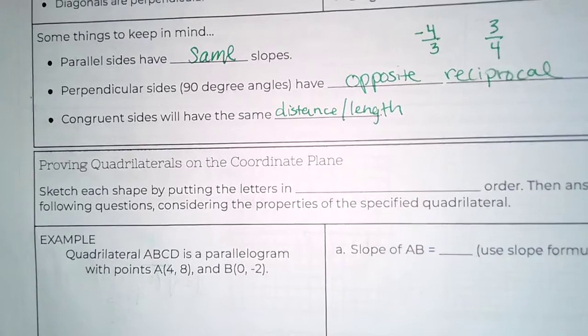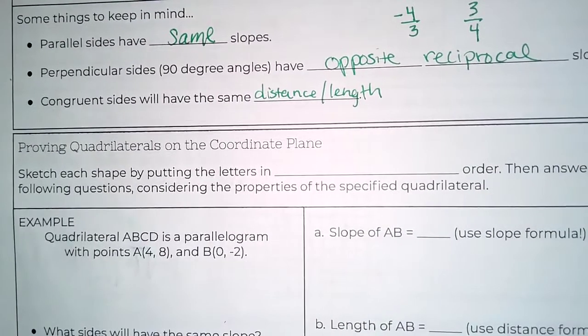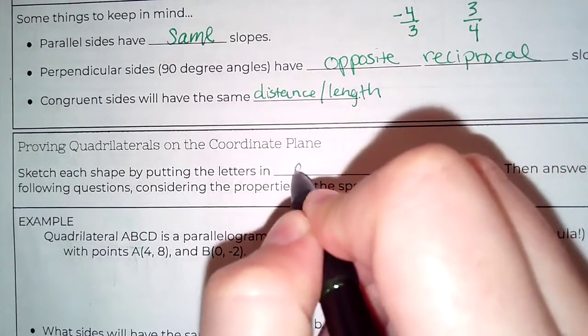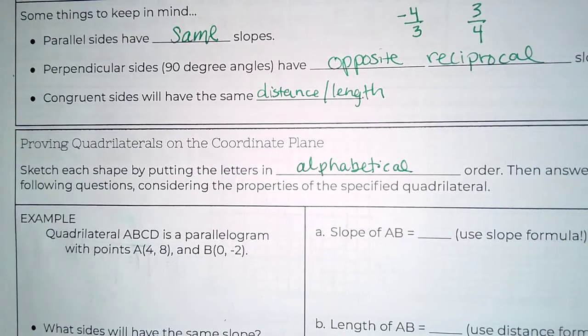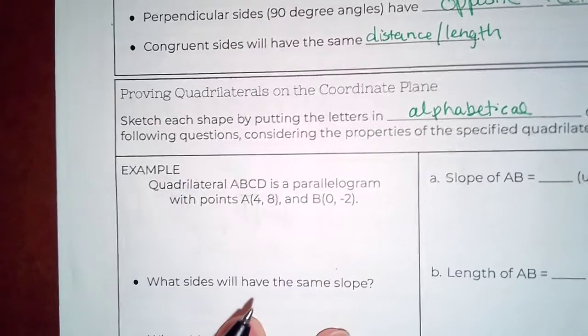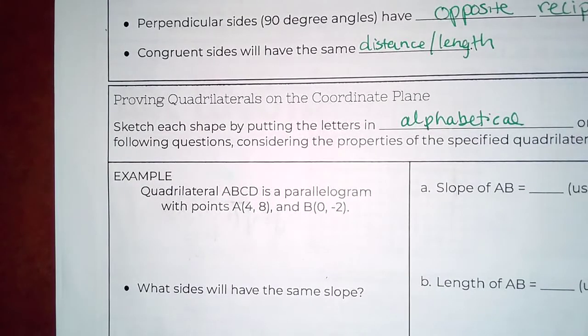So we're going to be sketching each shape, putting together the letters in alphabetical order. So you need to know how to connect the shapes. If I tell you this is quadrilateral ABCD, you just graph them in order or track them in order. Then answer the following questions. Consider the properties of the specified quadrilateral. So example, this first one here. It says quadrilateral ABCD is a parallelogram with points A at 4, 8 and B at 0, -2.